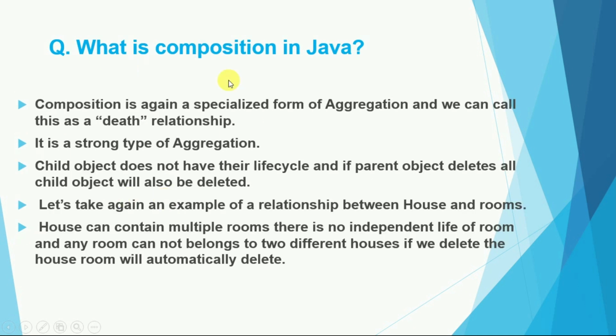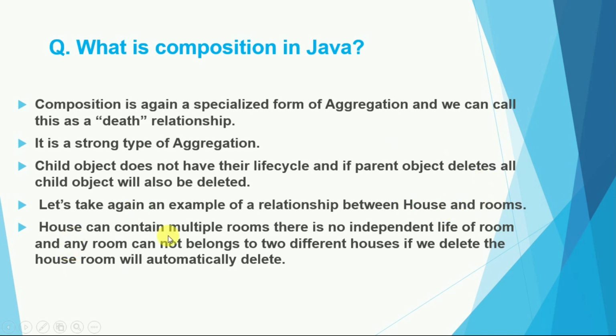Okay, so what is composition in Java? Composition is again a specialized form of aggregation, and we can call this a death relationship. It is a strong type of aggregation. So let's take again an example. The child object does not have its own life cycle, and when the parent object is deleted, all the child objects will also be deleted. So let's take an example of the relationship between house and rooms.